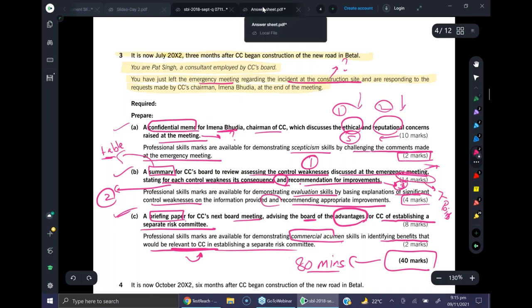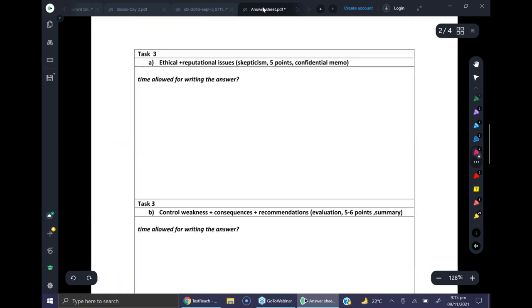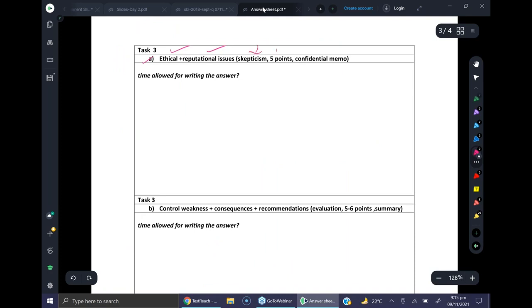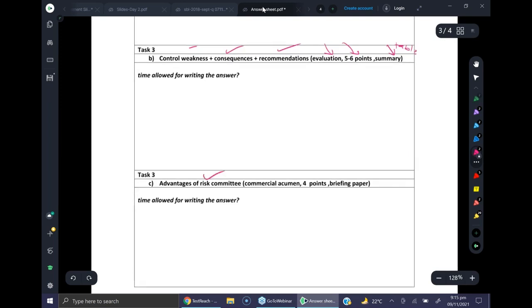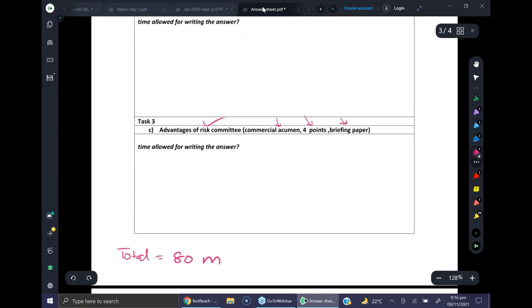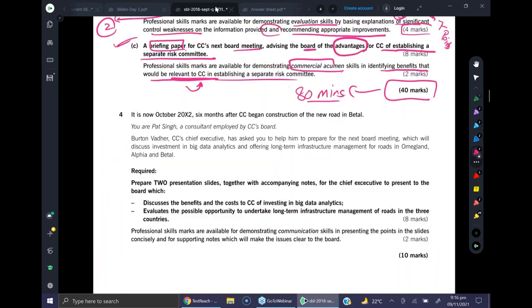So just to make a quick summary, if I have to remember my requirements. The A requirement of task 3 wants ethical and reputational issues, skepticism scale, 5 points, confidential memo. You can define the total time for requirement 3 in total as well, or part wise. It's totally up to you how you prefer. For the B requirement, control weakness, consequence, recommendations, evaluation skill is tested. 5 to 6 to 7 points need to be discussed, and for the summary, a table can be inserted. And the C requirement is advantages of risk committee, commercial acumen scale, 4 points, briefing paper. The total time allowed for this requirement is 80 minutes. You can split the time between the tasks as well. So a very important requirement, I must say, 40% marks. The last requirement of the case study. So this case study has a total of 4 requirements.